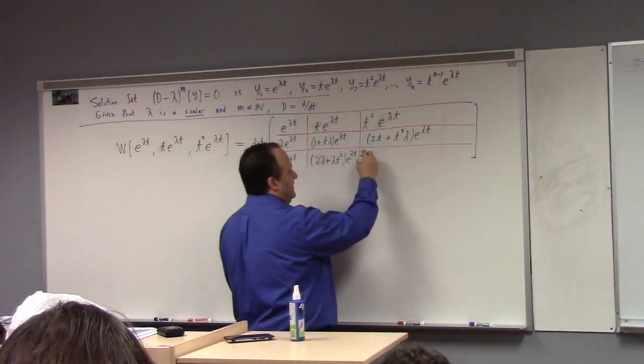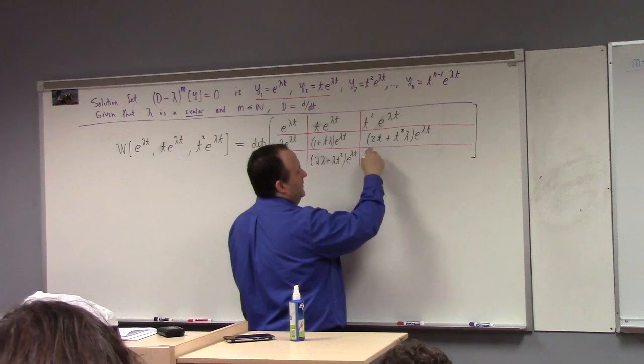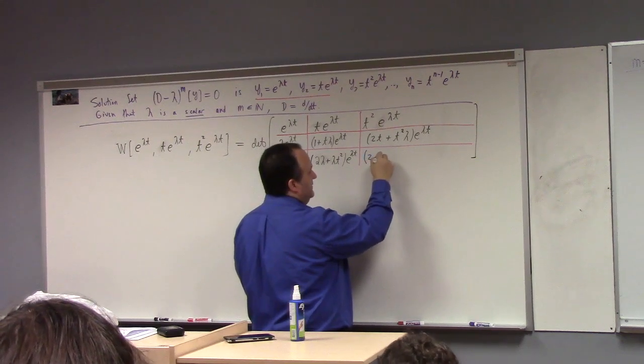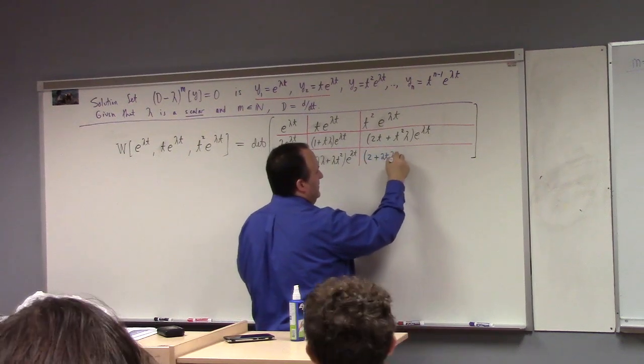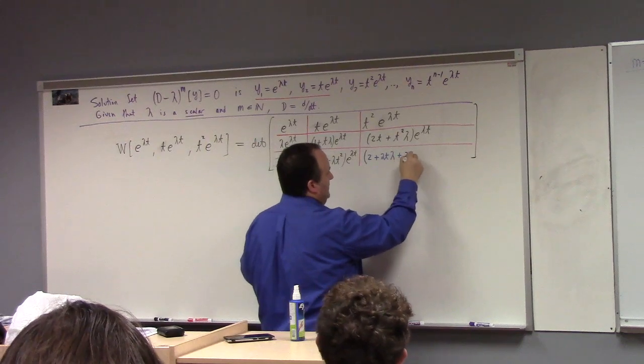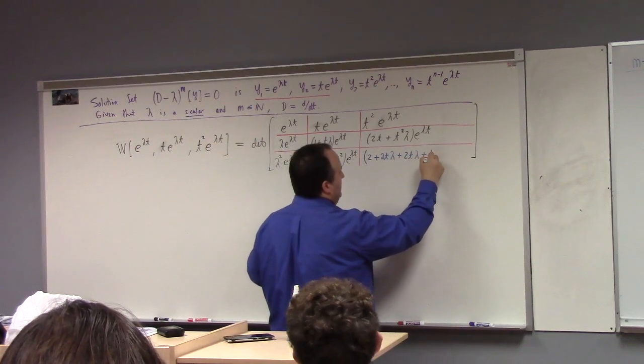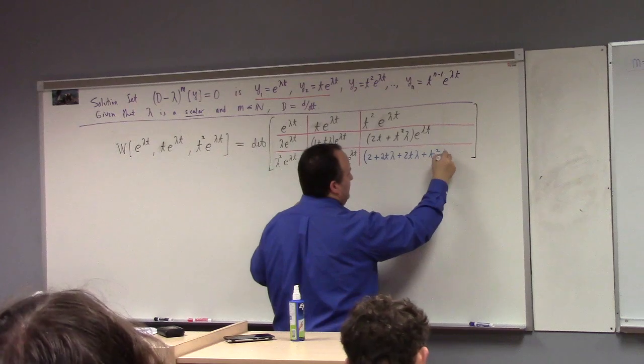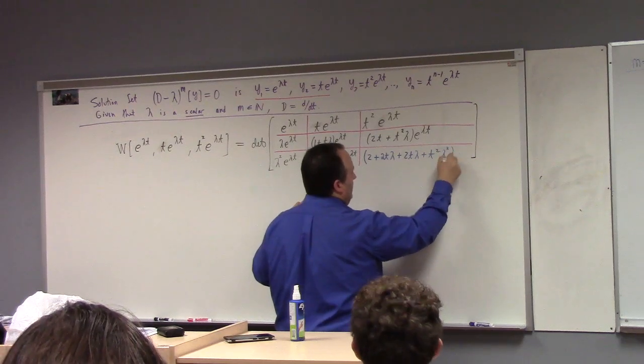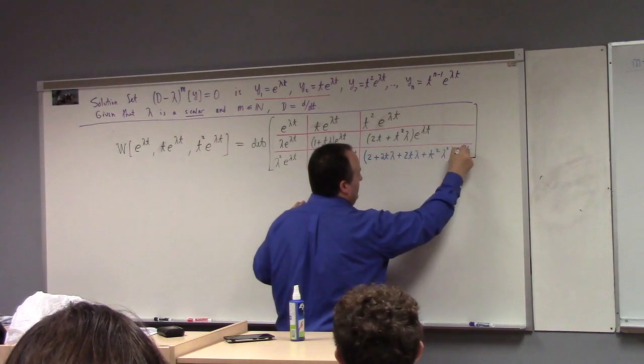If I differentiate this, on the other hand, I get a 2 plus 2t lambda plus 2t lambda plus t squared lambda squared from the product rule, all times e to the lambda t.